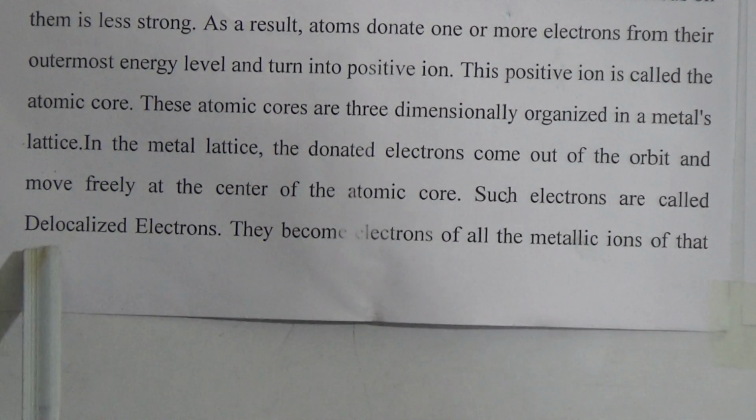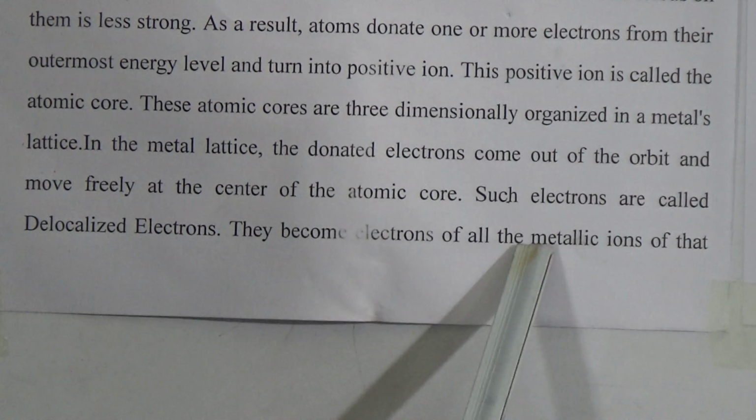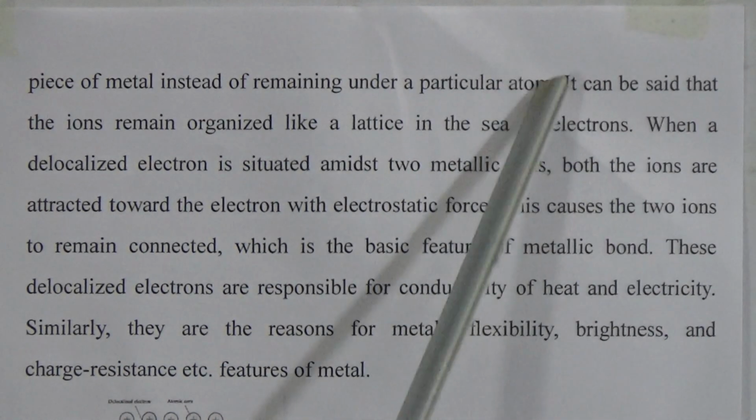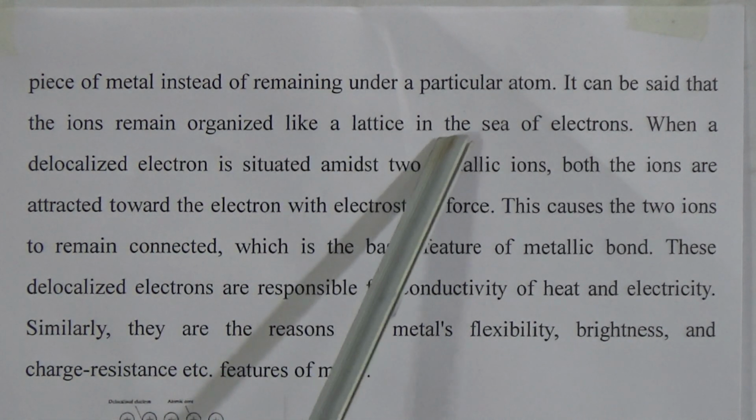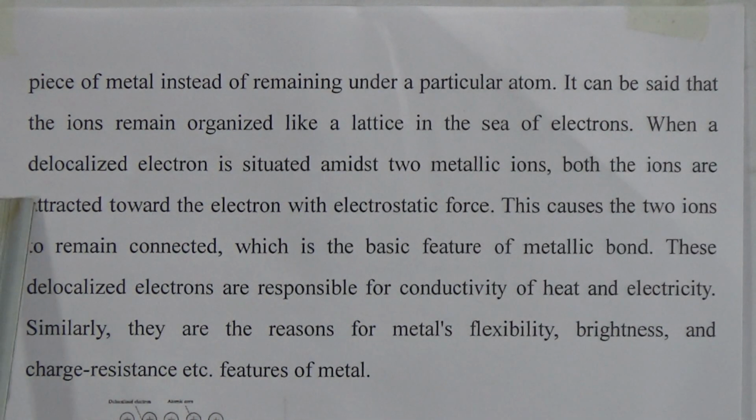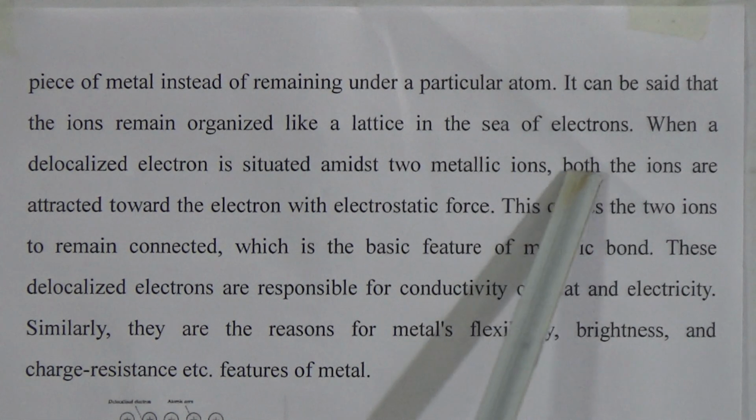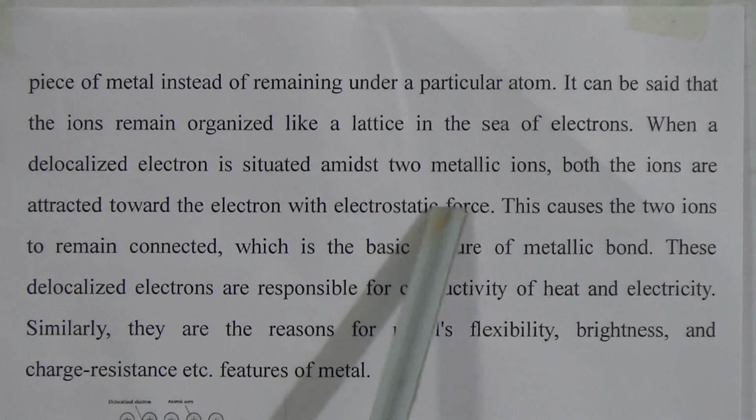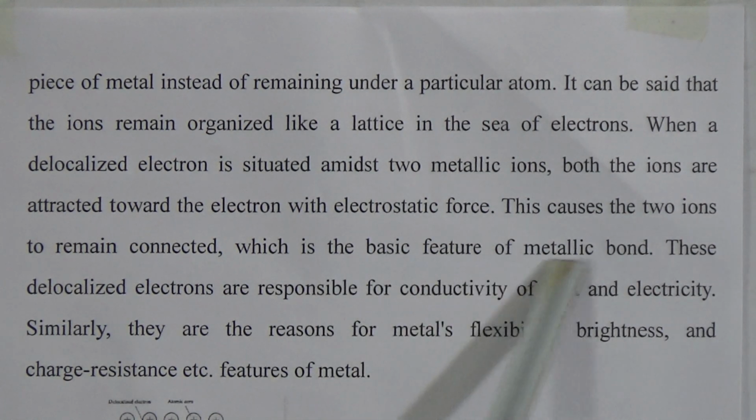Such electrons are called delocalized electrons, and they become the sea of electrons of all the metallic ions of that piece of metal instead of remaining under a particular atom. Then it can be said that the atoms remain organized like a lattice in the sea of electrons. When a delocalized electron is situated amidst two metallic ions, both ions are attracted towards the electron with electrostatic force. This causes two ions to remain connected, which is the basic feature of the metallic bond.